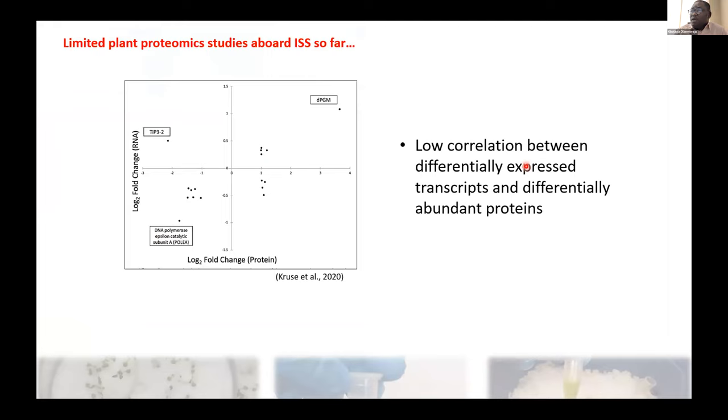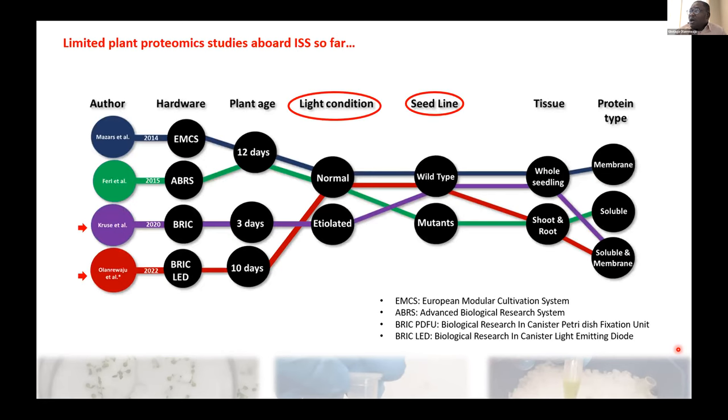The first comprehensive transcriptomic and proteomic study done in spaceflight on Arabidopsis, by Cruz et al. in 2020, indicated low correlation between differentially expressed transcripts and differentially abundant proteins, which is an indication of the presence of post-transcriptional machinery, and also points to the importance of proteomic study, which can give insight that could not be seen from transcriptomic study. However, due to the inherent challenge of little tissue mass available for proteomic studies in spaceflight experiments, only a few proteomic studies on Arabidopsis have been conducted so far.